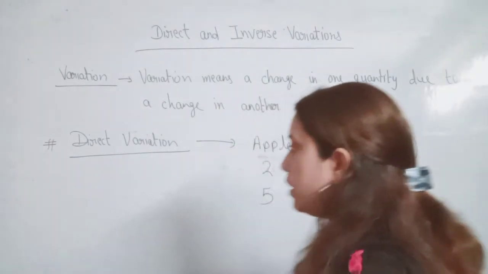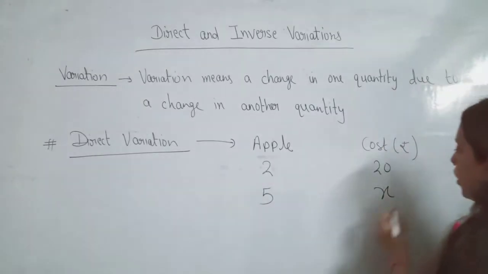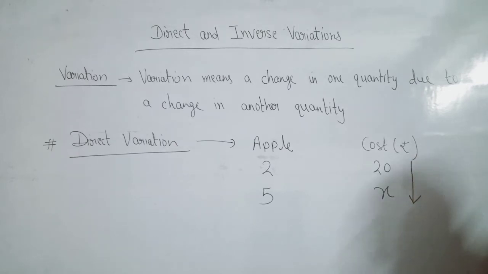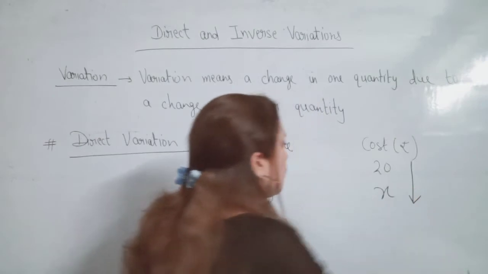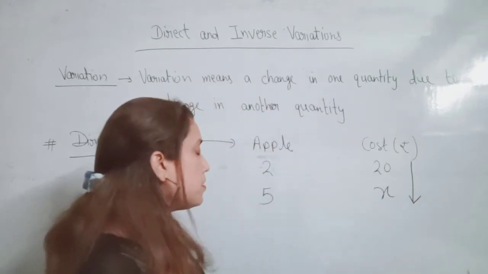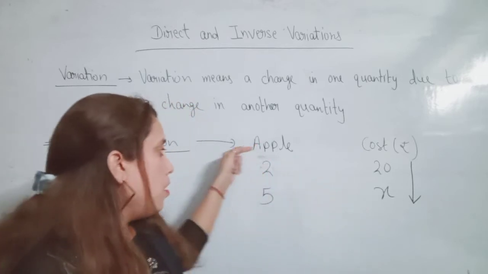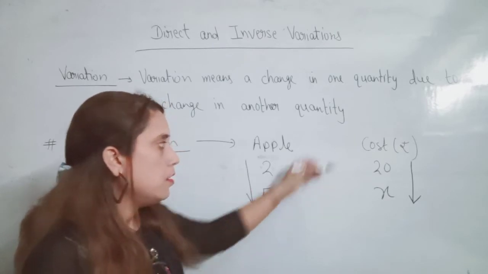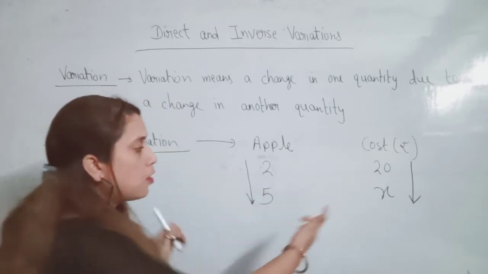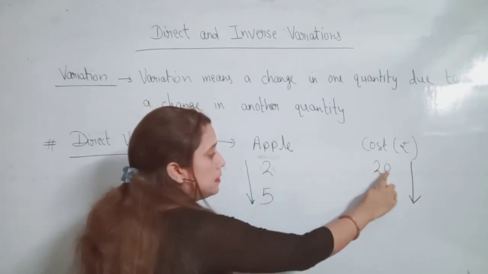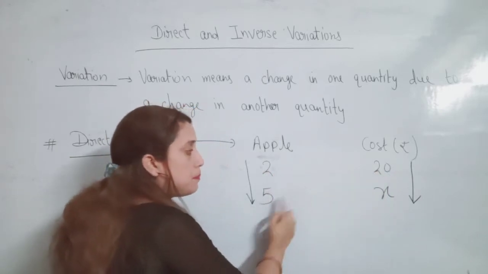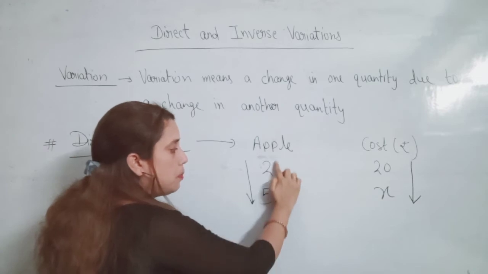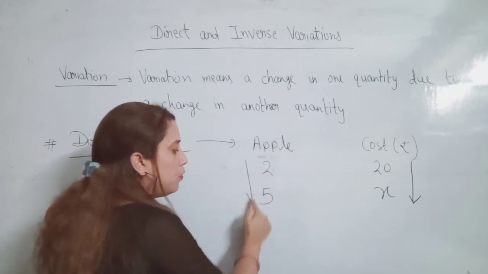And how to solve this question? First, by default we make the arrow in the x direction. And if it is direct variation, then the arrow of apple will be in the same direction. You can check like this. The cost of 2 apples is 20. The cost of 5 apples will be increased, and the arrow is here. Which is the greater number? 5. Then the arrow will be on this side.